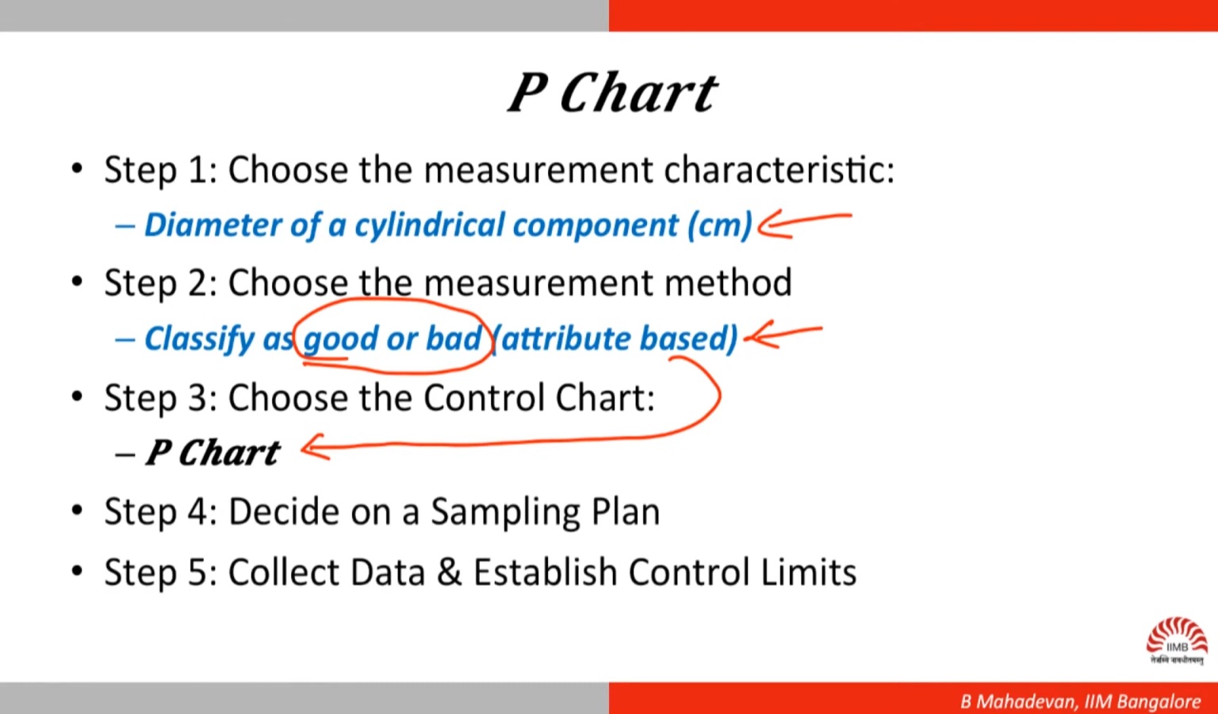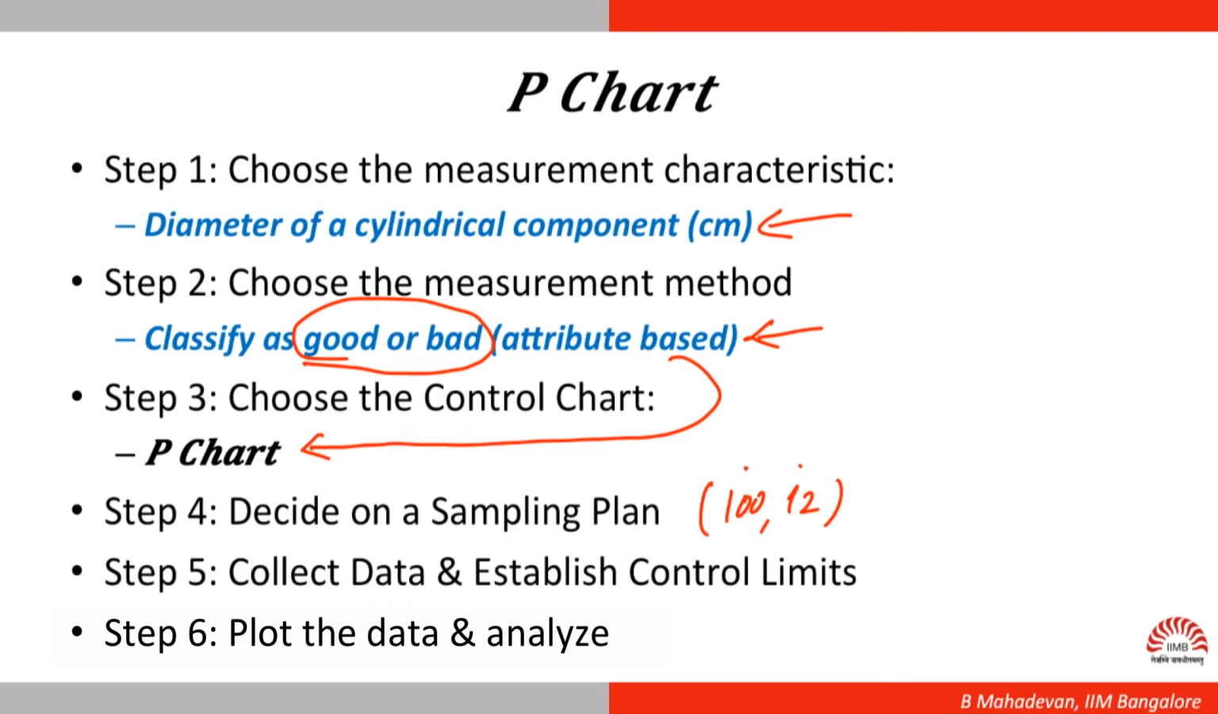We already talked about it: 100 samples every time and 12 such samples. Let me just indicate it as 100, 12. This is the number of pieces in each sample. This is the number of samples we have taken. And collect the data and establish the control limits. Let us look at step 6, which is to plot the data and analyze whether the points are within control, that is, whether the process is in control. So, we shall look at steps 4, 5, 6 with the data that we have.